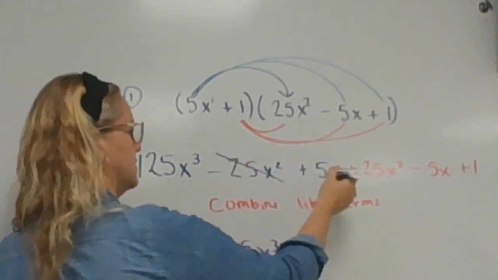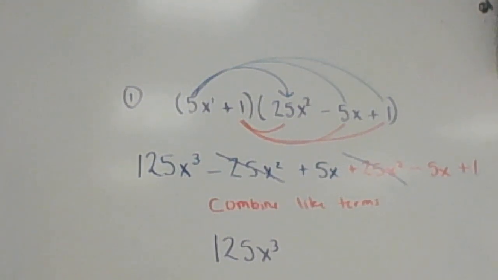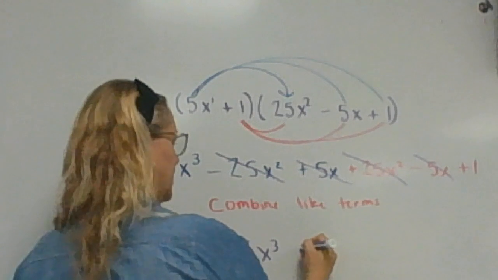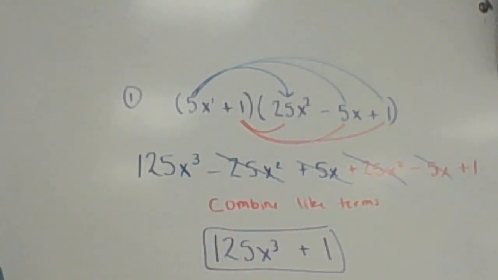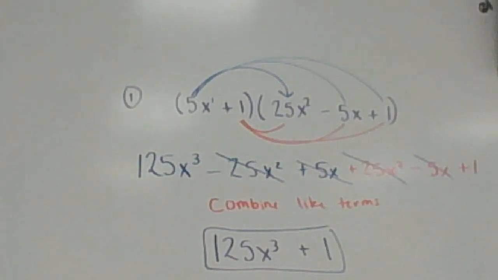They're opposite, so they just cancel. We're not writing 0x squared or anything. 5x minus 5x also cancels. And then we have a plus 1 at the end. That's the product of that binomial times that trinomial. All of those, and it's just 2 little terms at the end. Third degree binomial. The next one.